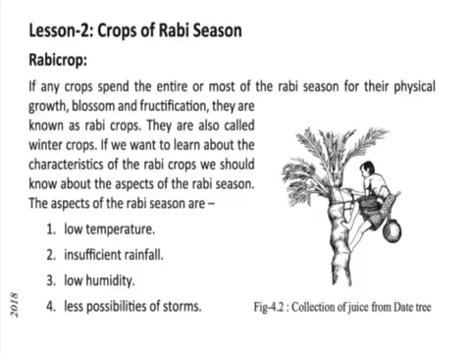That means any crops which last for the whole Rabi season for their physical growth, blossom, and fructification are known as Rabi crops. They are also called winter crops, especially because the crops are sown in the winter and ripen in the time of winter. So they are also called winter crops.